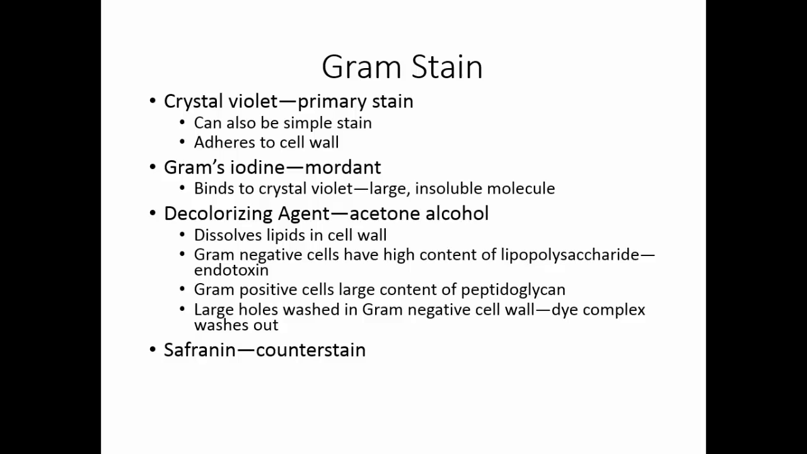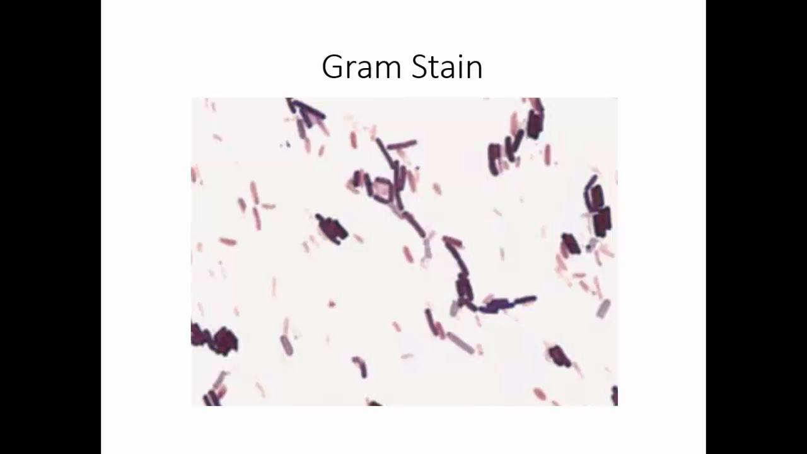So we finish off with safranin, which is a counter stain. Safranin will be picked up by those colorless cells, giving them a pink color. The gram-positive cells are already stained a much darker blue-purple color, so the safranin will not alter their color at all. When you look at a gram stain, the purple or blue cells are the gram-positive cells, and the pink or red cells are the gram-negative cells.